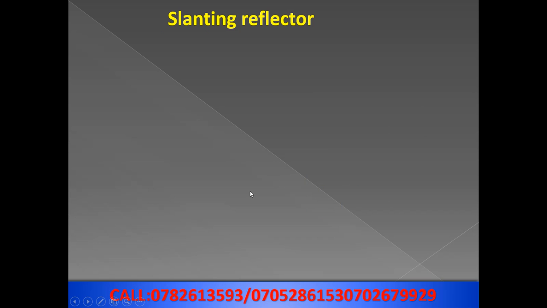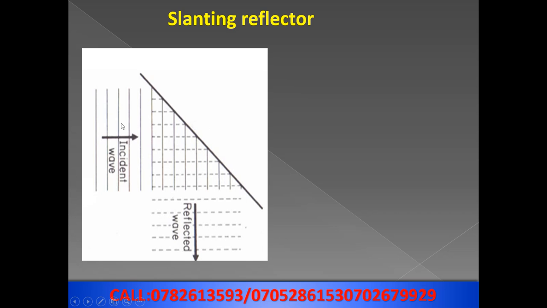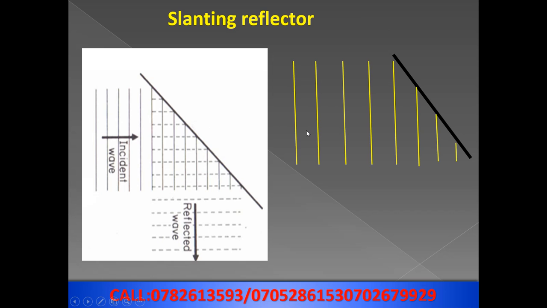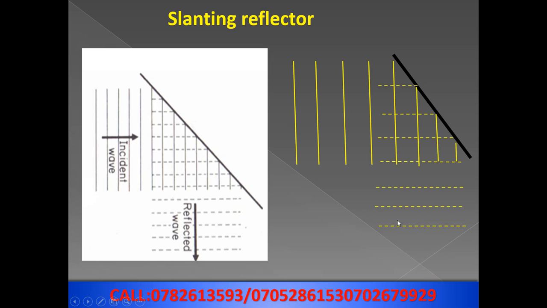Then how about if the reflector is slanting, put at a certain angle? If the reflector is put at an angle like this one here, the incident waves go, they will be reflected downwards. They will be reflected like this. We have our slanting reflector, so we have our incident waves, and you have the reflected waves.